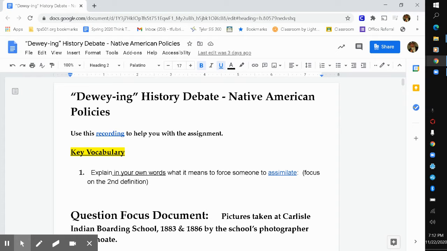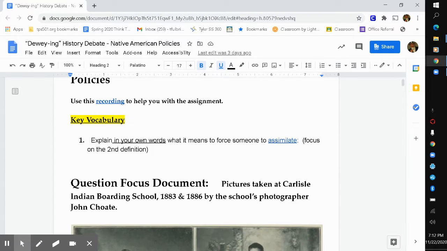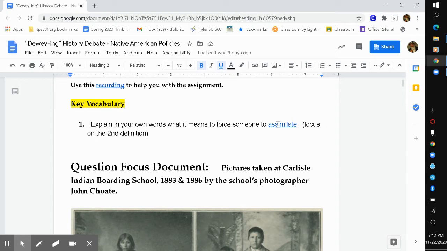All right, students, it is Native American History Month, so we're going to talk in our Dewey-ing history debate about Native American policies. Our key vocabulary for this assignment is assimilate. We need to find out what assimilation means.